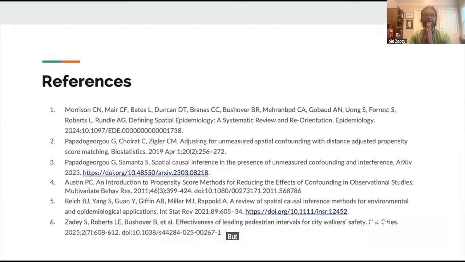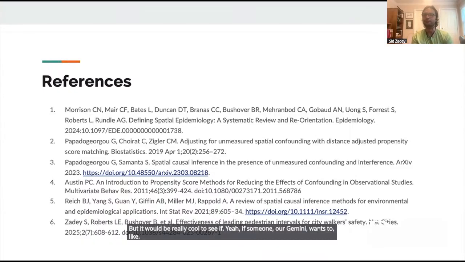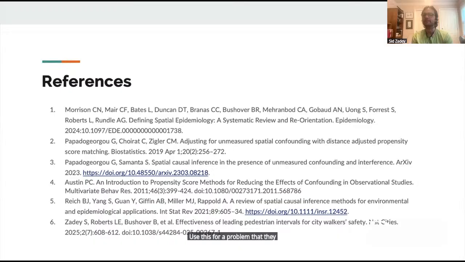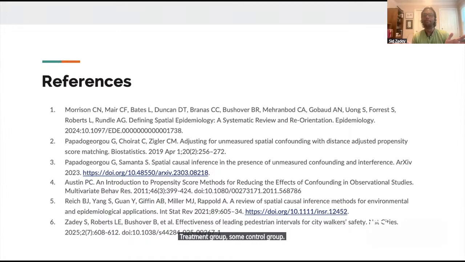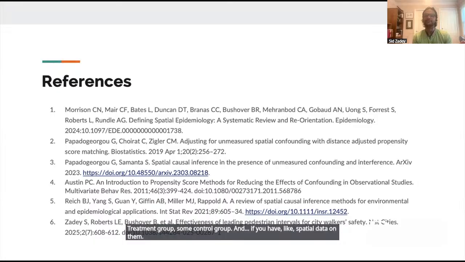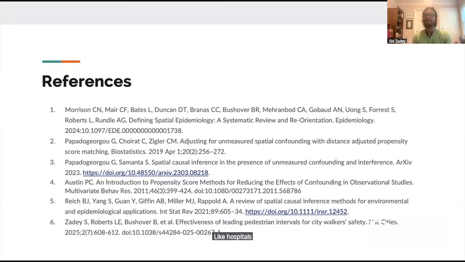But it would be really cool if someone at Gemini wants to use this for a problem that they have been dealing with. The last thing that I'll say is that if you have observational data, a treatment group, some control group, and you have spatial data on them, like hospitals, this is really good to make them more comparable.